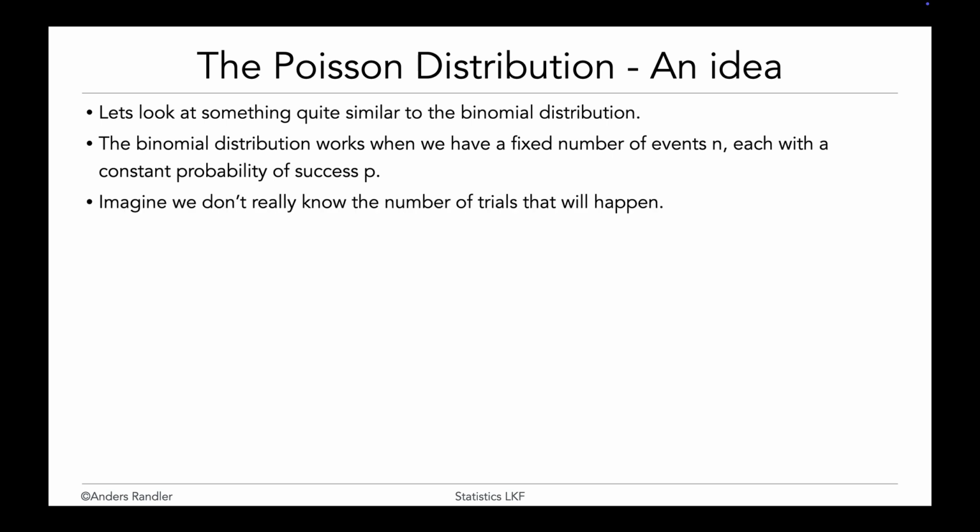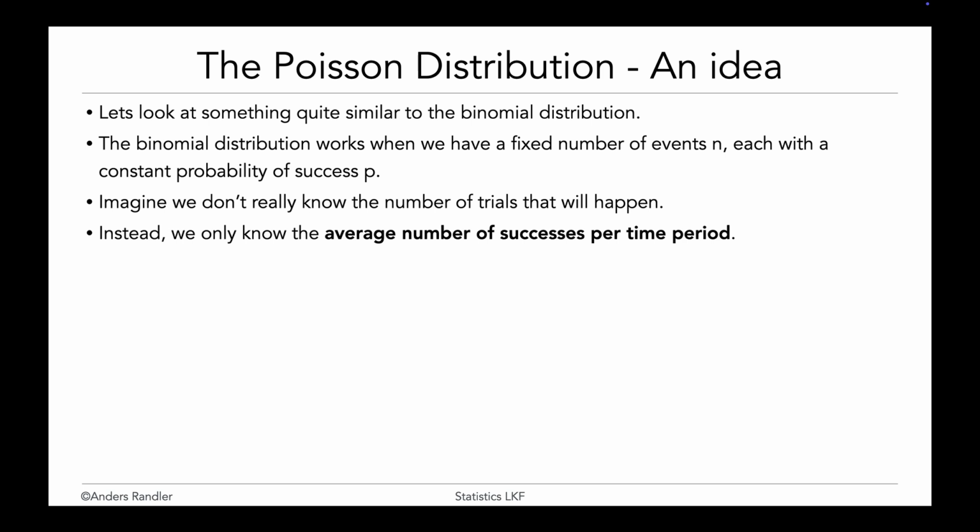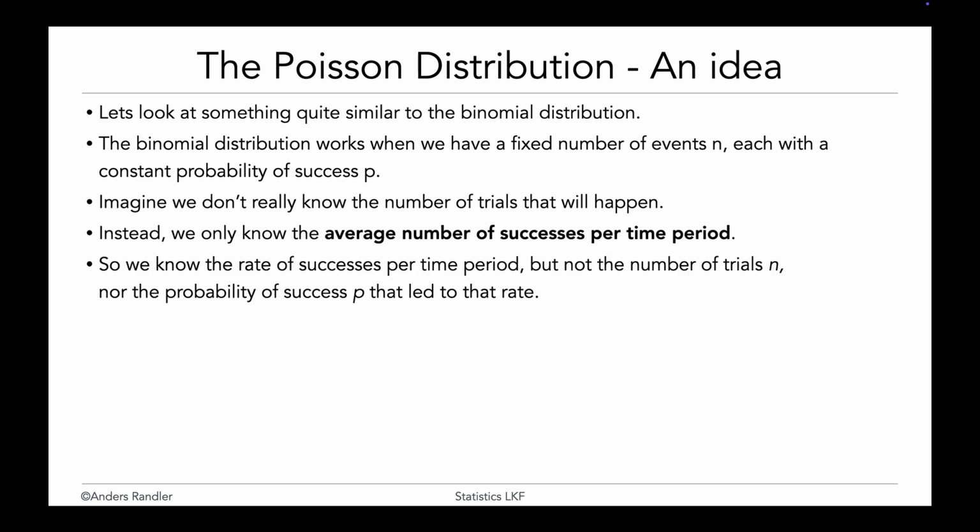But imagine that we don't really know the number of trials that will happen. In fact, they will happen quite often, or you could also say they are happening all the time. The only thing we actually know is the average number of successes per time period. So we know the rate of success per time period, but we don't actually know the number of trials, and we don't know the probability of success that led to the rate.